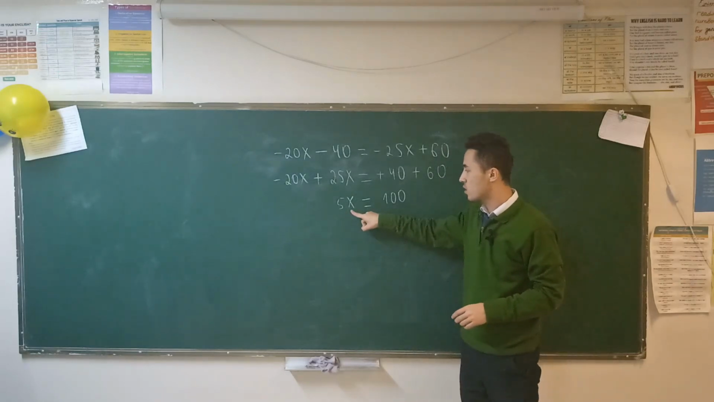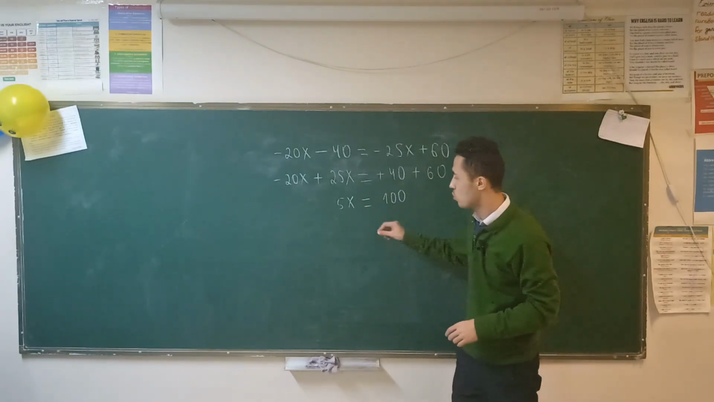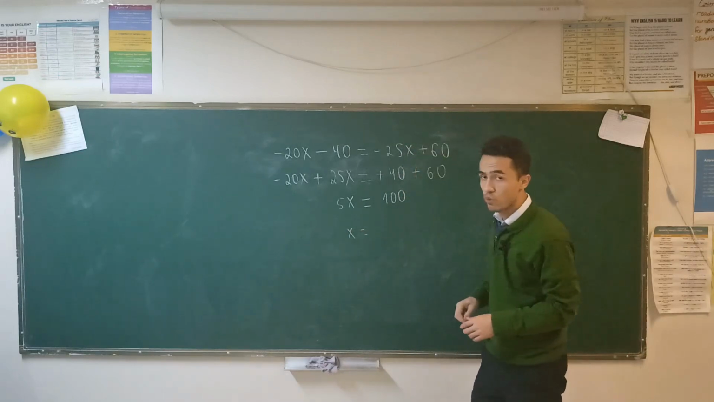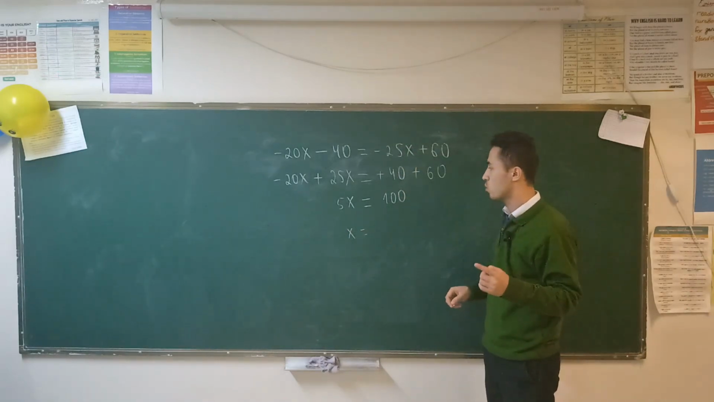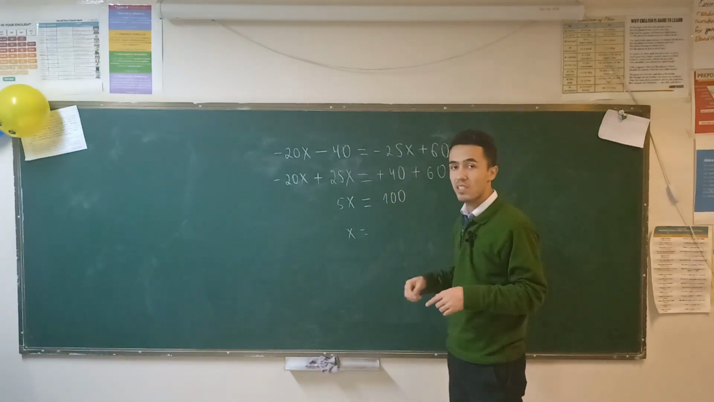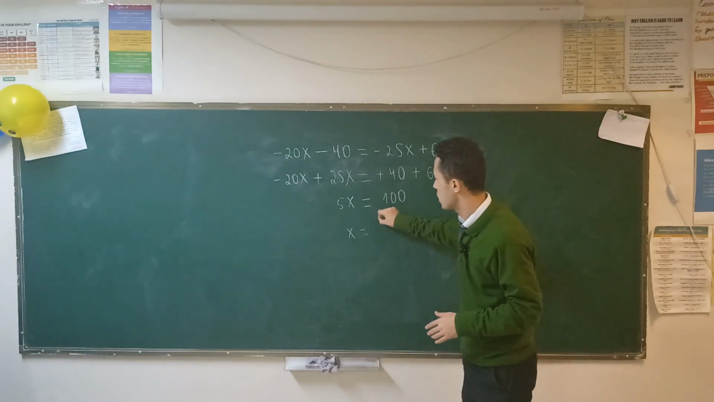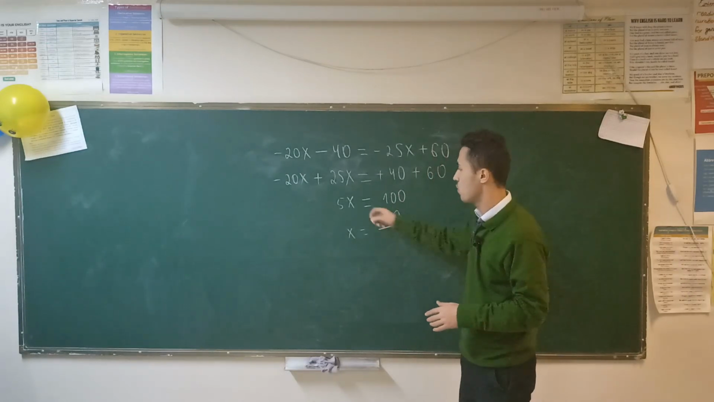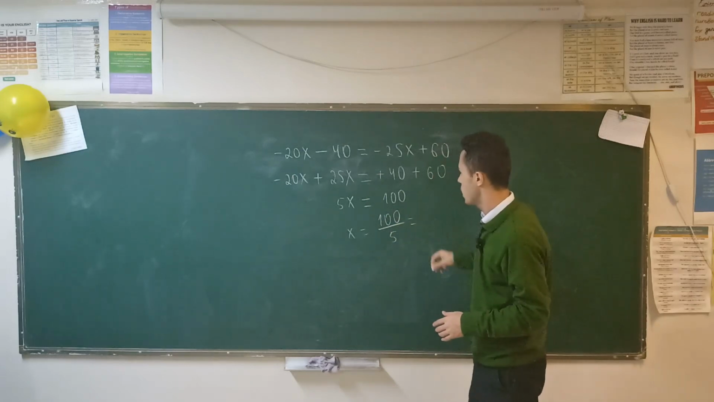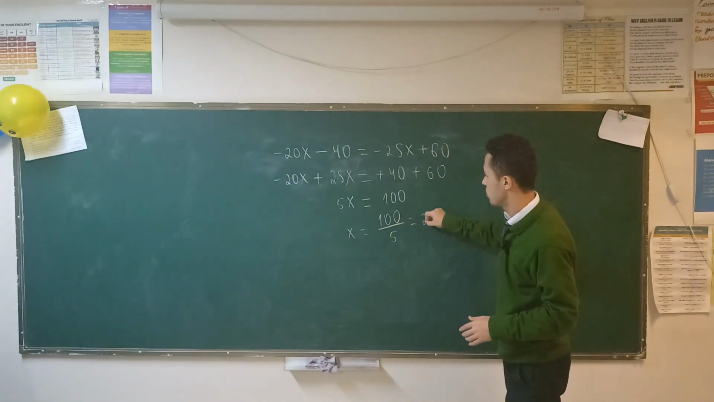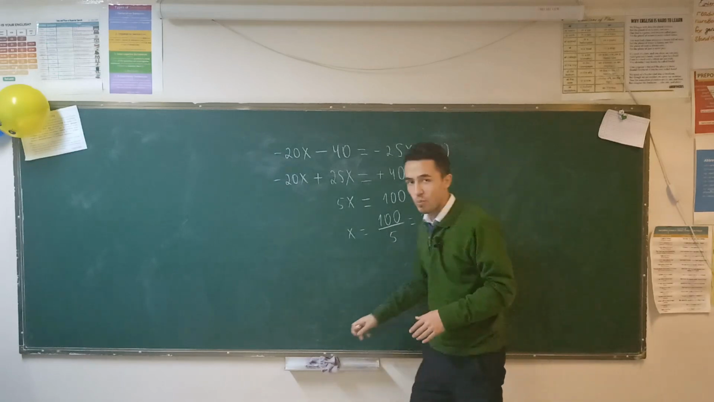Now 5x is 100. How much is 1x? In order to find 1x, you have to divide this number by the number of x's. 100 we divide by 5. And we will have 20. So I hope you understood it.